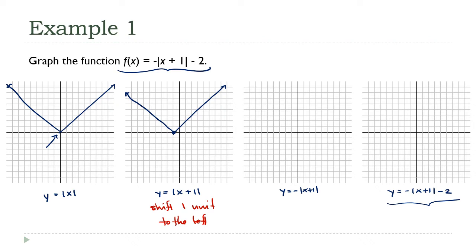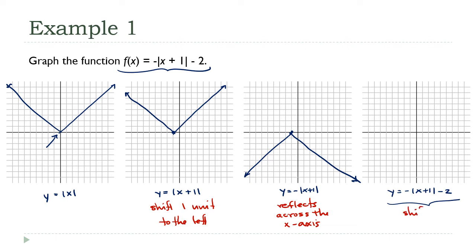All right, so let's go to the next one. What effect does that minus have? Well, this reflects across the x axis. All right, so that did not move that vertex. That vertex point is still right where it is, because negative 1 times 0 is still 0. The rest of the graph gets turned down.